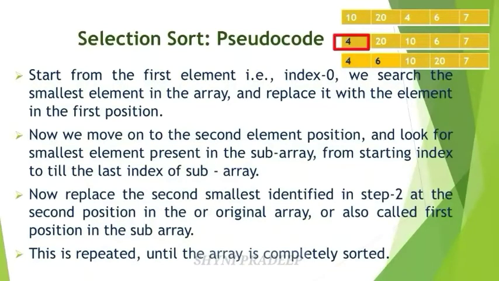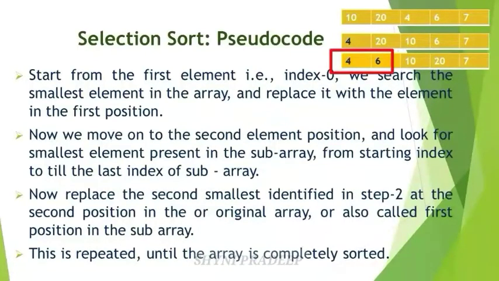Next, leave this element because it is present in its right position. Next, take these elements. This is the sorted element, these are the unsorted elements. Check these 4 elements. Which element is the smallest? 6. So you have to exchange this 6 into the second position and exchange this 20 here.